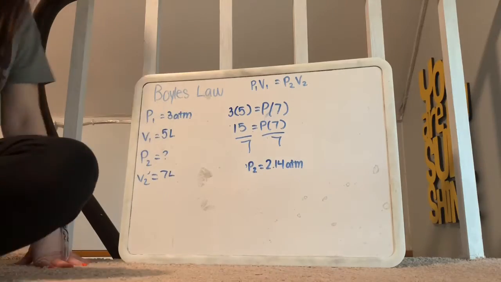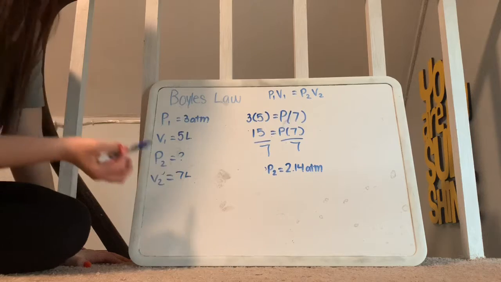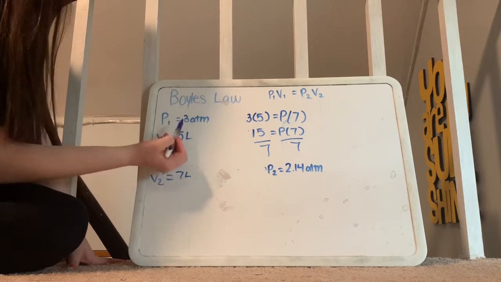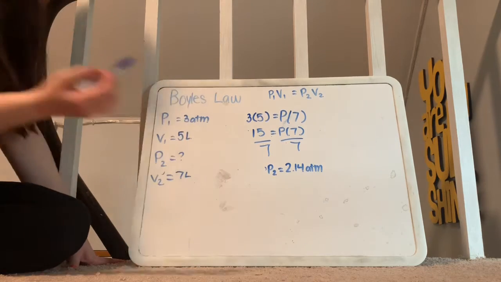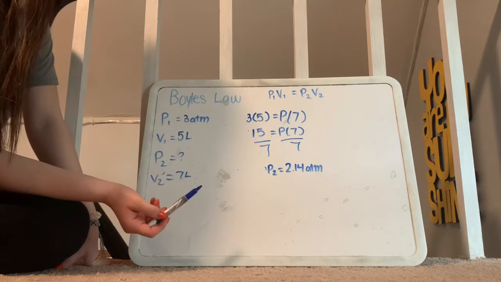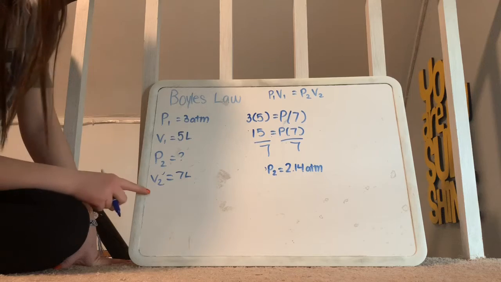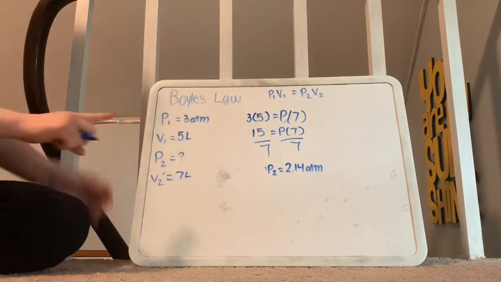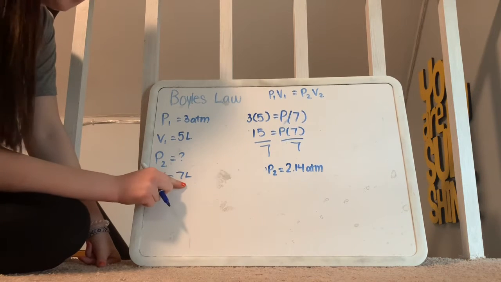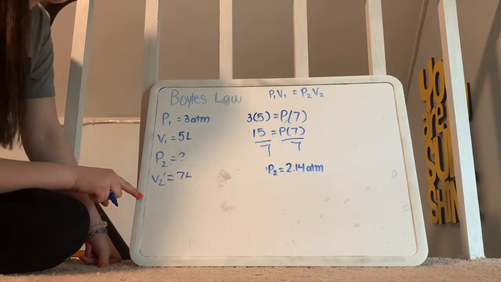I'm going to be explaining the math for Boyle's law, and I have it all written out right now, but I'm just going to explain it. So pressure 1, we are saying that it was 3 atm, and the initial volume was 5 liters. We are trying to find pressure 2, and we know that the volume increased, and it could be known as 7 liters because when the pressure decreases, the volume is going to increase.